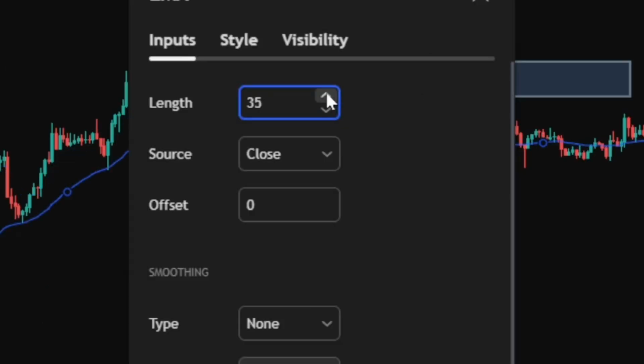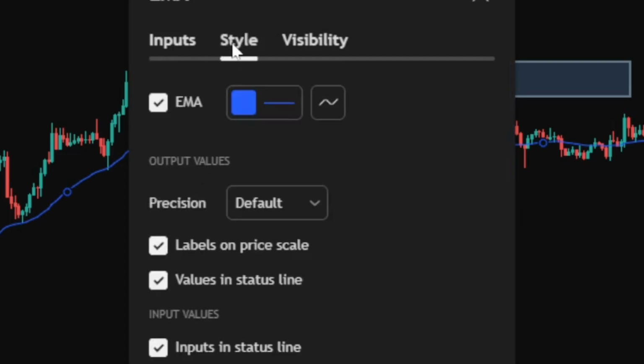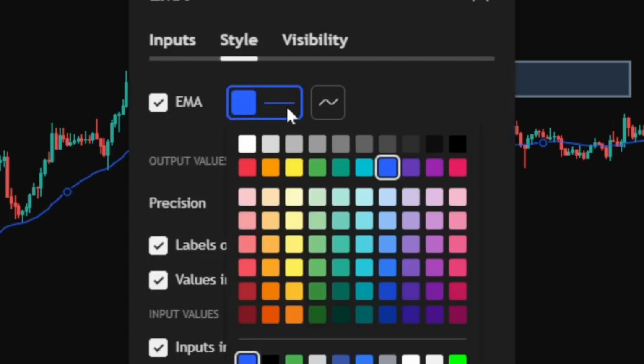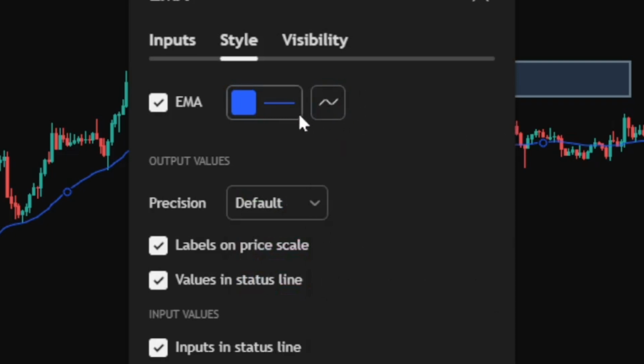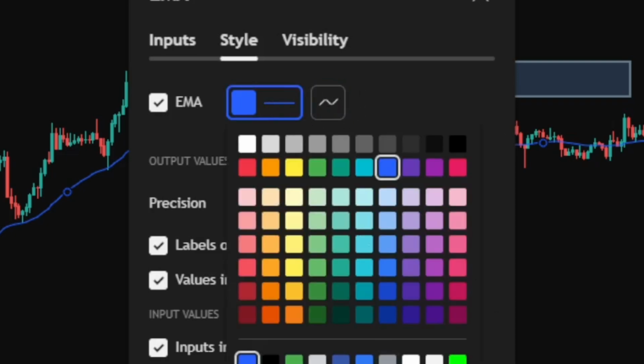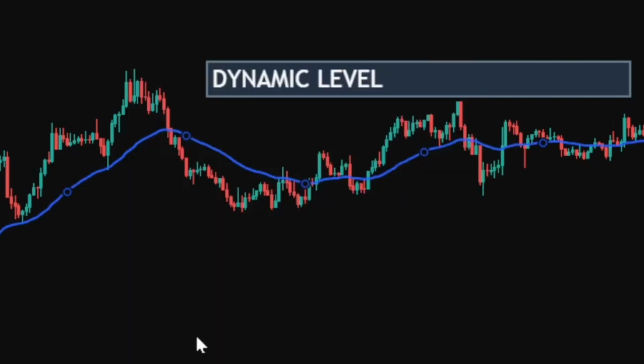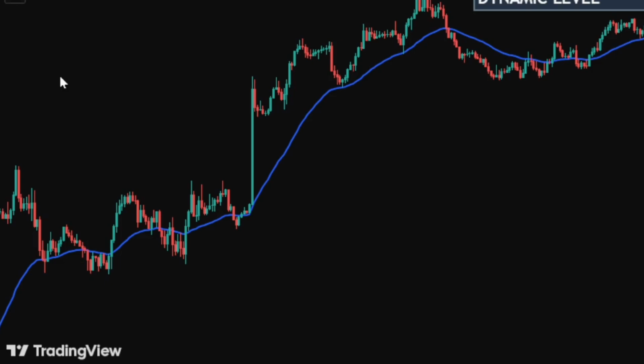Let's set the length to be around 35. Style, let's make it more thick. Thickness, let it be like that. Then you press OK. Now, as you can see here, the price has created support, support, and support.